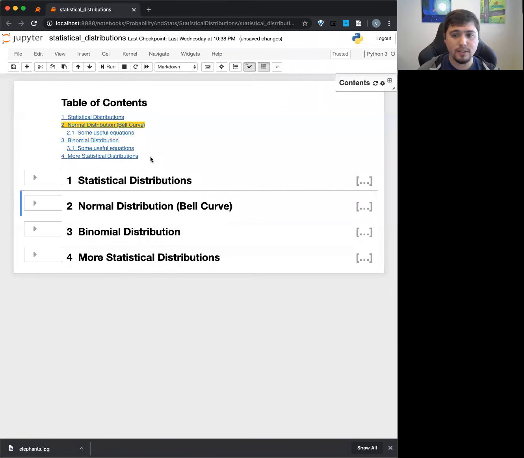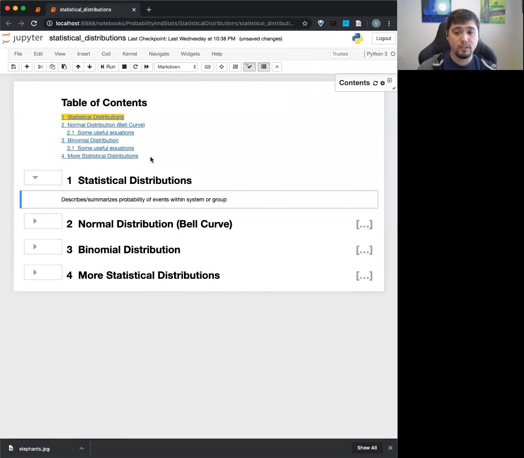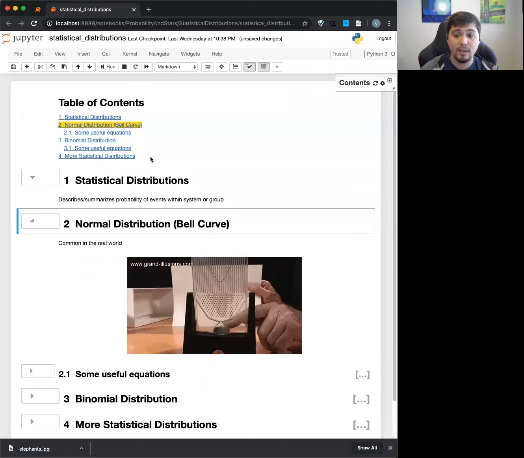So we talked about different statistical distributions. Basically, a distribution describes and summarizes the probability of events within a system or a group. For example, what's the distribution of rolling a die? We get 1, 2, 3, 4, 5, 6 evenly. But if you roll two dice and sum them together, you have a different distribution than with just one die. That's why we use these different distributions.